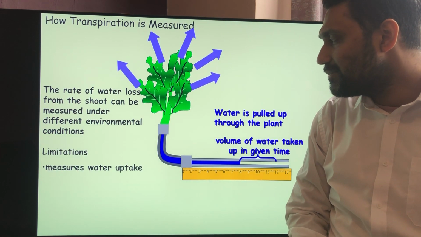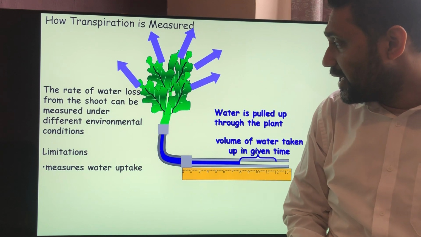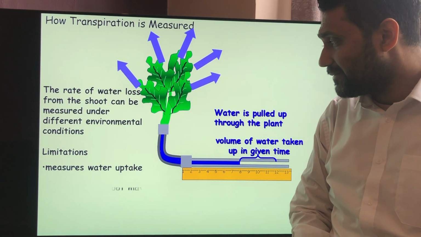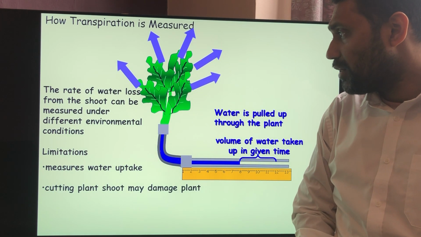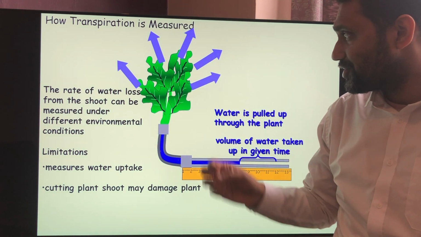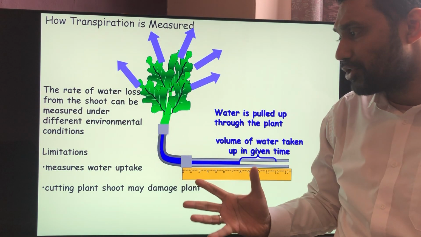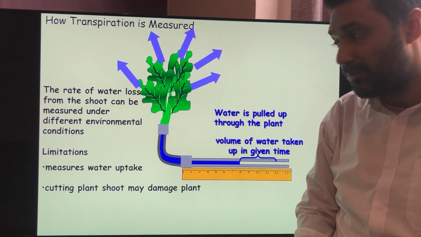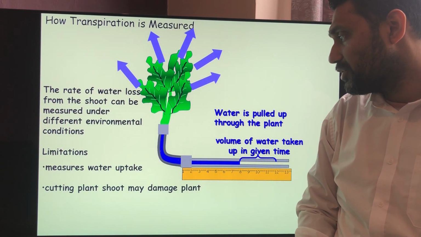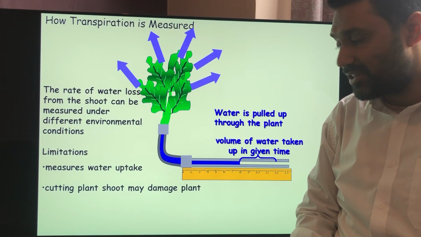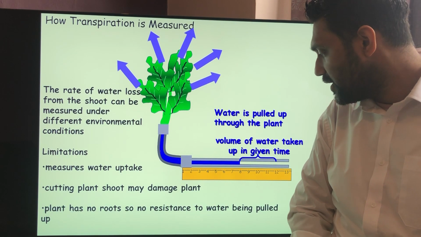So what are the limitations of this particular piece of equipment? It measures the water uptake, but it doesn't tell you how much is transpiring and how much is actually being used. You don't know that. You just know how quickly that water is going up. Cutting the plant shoot may damage the plant. Okay, so obviously it's going to be the end of that plant's usefulness.